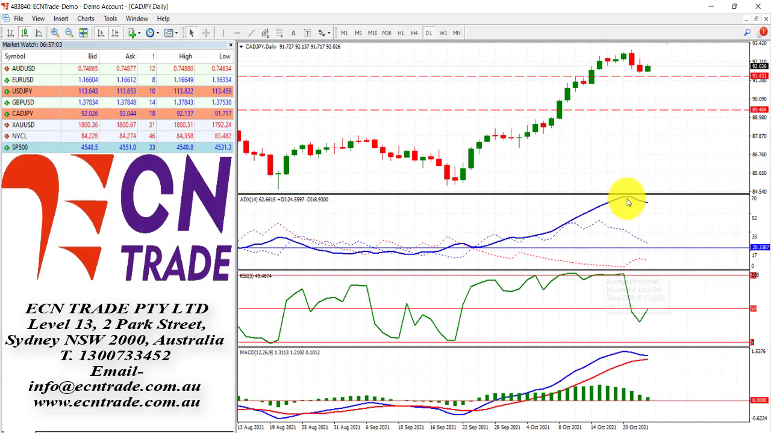Looking at CAD yen, we can see the market is, since the bearish outside range day, still awaiting confirmation, and that will be through 91.40. A close under there would give further downside guidance towards 89.40.